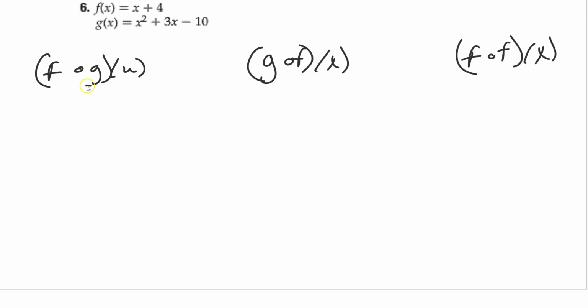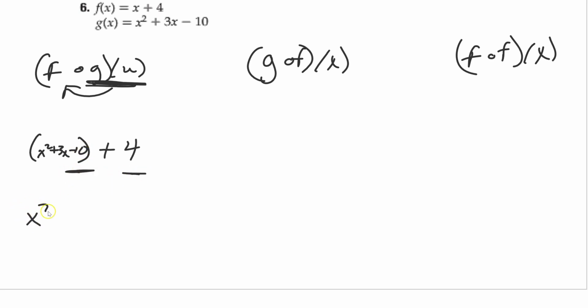So f of g of w. Again, we're going to plug g of w into f. So figure out what this is. This is just x plus 4, and we're going to plug g in. So all this mess. Combining like terms, we get x squared plus 3x minus 6. My domain: no fraction, no square root, all real numbers. That's supposed to be an R.